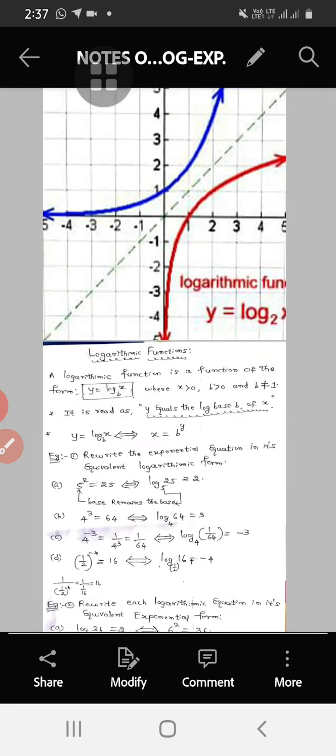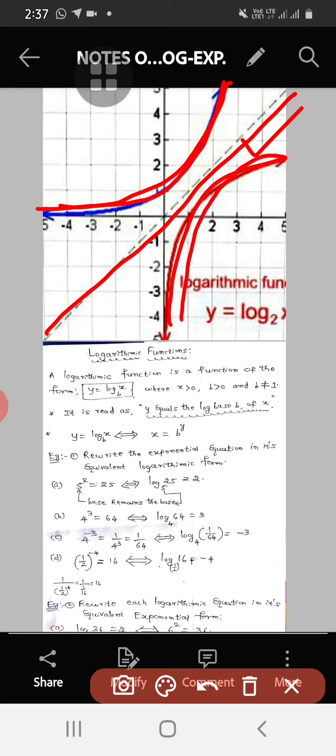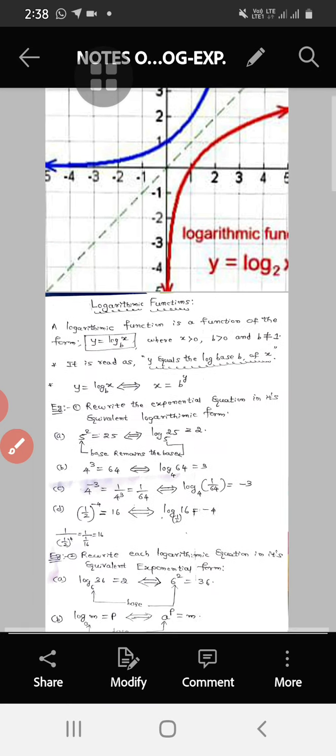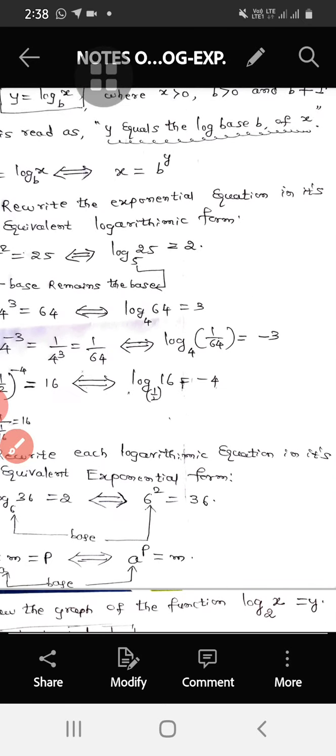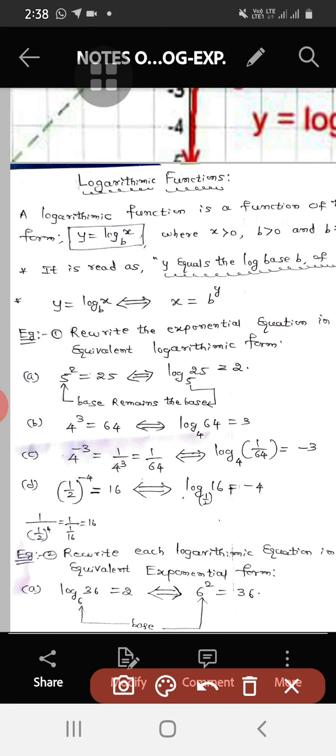We have drawn the two graphs here, which I am showing for understanding purposes. This is a logarithmic function, and this, we know, is an exponential function. These two are mirror images of each other, symmetric about this line. This line passes through the origin; we know y is equal to x is a line. So logarithmic and exponential functions are mirror images of each other. You can try it separately. I have explained all these things about logarithmic functions in this class.